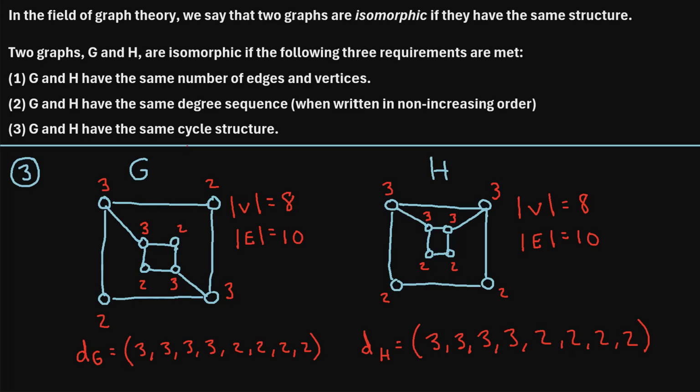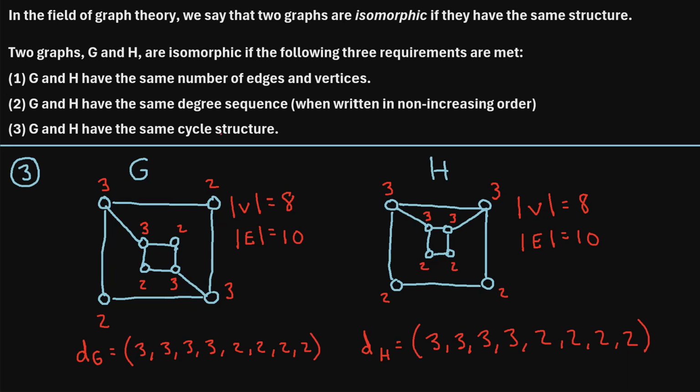Now, this third requirement is the most tedious to check because it involves checking if each of these cycles in each graph are the exact same. So remember, a cycle is just if we start at one vertex, let's say this vertex of graph G, and we traverse through the graph in a certain manner and we end up back at the same vertex, that's a cycle. So we're checking, are the cycles the same for both graph G and graph H?